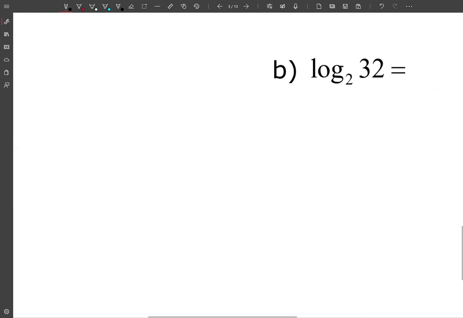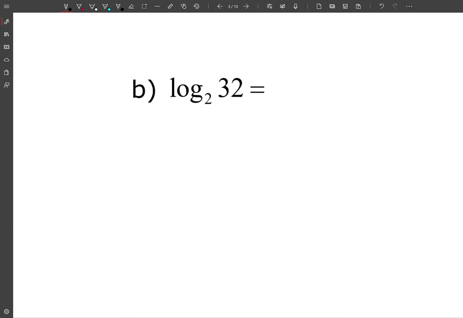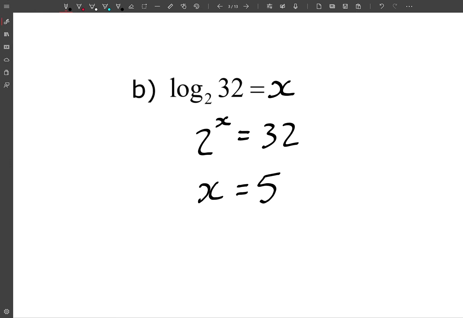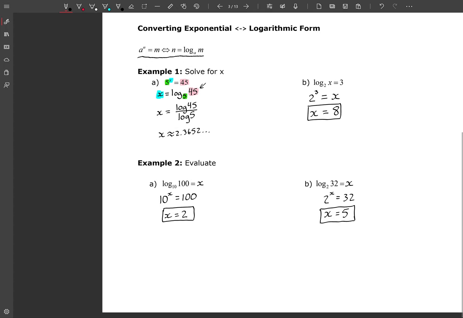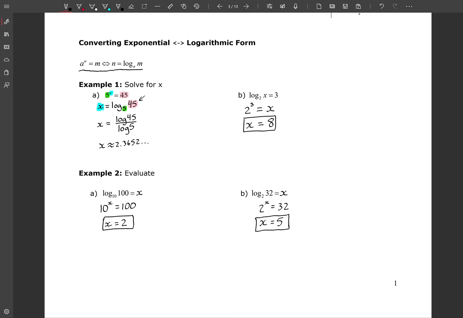All right, so then we have log base 2 of 32. I'm going to again set that equal to x. We have 2 to the power of x is equal to 32. x is equal to 5. There we go. And yeah, no, I'm totally not going to go fix that flub in post. I could, and I choose not to. All right, so that's how we convert between logarithmic form and exponential form.